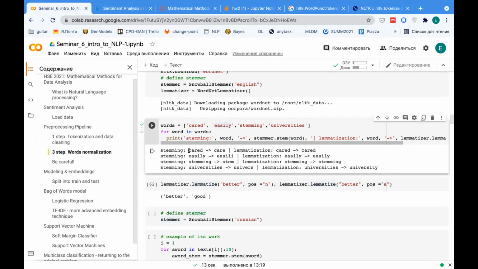But for some words, like for example carrot, stemming just turned it into a smaller word, but actually it's rather normal. Lemmatization here, for example, saved the part of speech. So it's the same word.